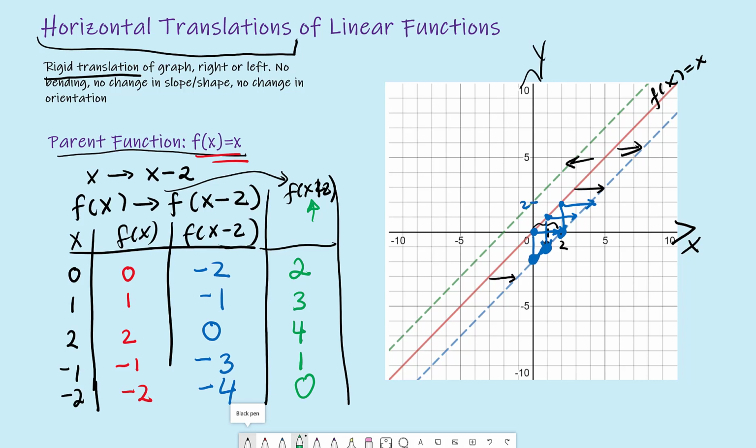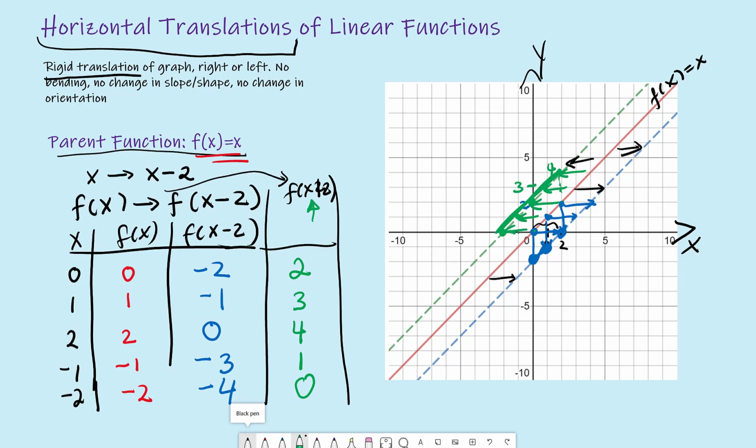So if we look here, when we look at x equals 0, now we're at 2. X equals 1, we're at 3. X equals 2, we go up to 4. And for the negatives here, for x equals negative 1, now we have 1. And for x equals negative 2, we have 0. So now we have this curve here. And you can see that what we've done is we've moved horizontally to the left.